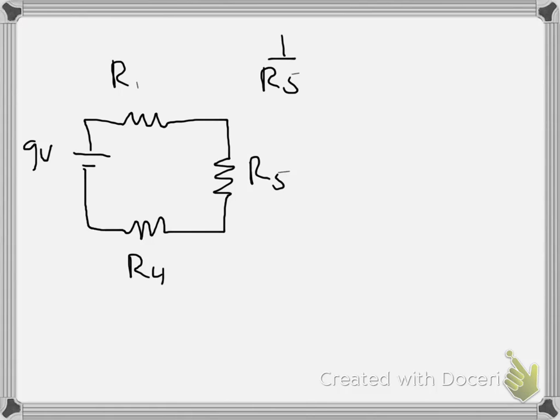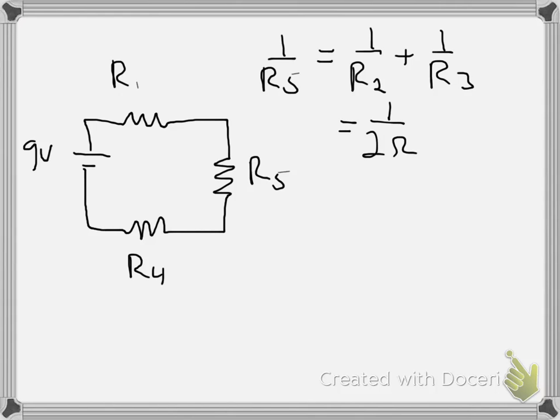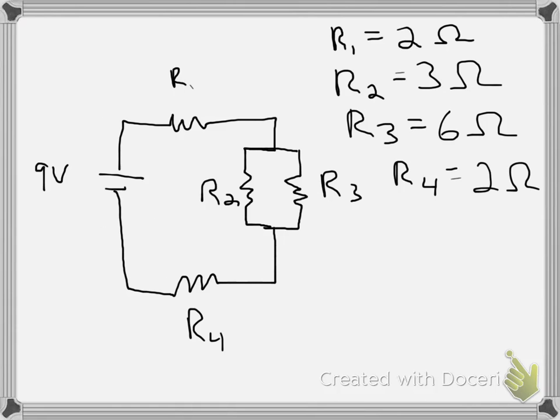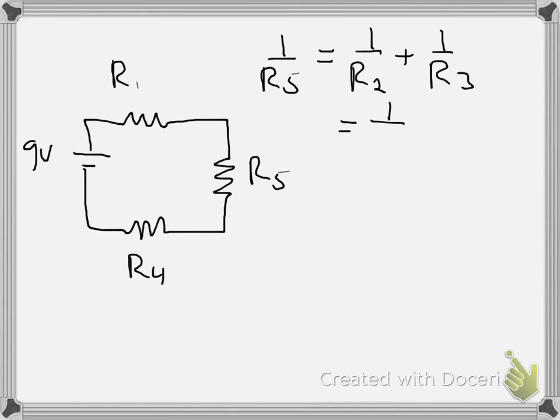So now we just apply our equivalent resistance formula for parallel circuits, and I get 1 over R5 equals 1 over R2 plus 1 over R3, which were the resistors inside that loop. If I put in numbers, I'm going to get 1 over 2 ohms plus, is that right? No, it's not. Let me erase that. I'm going to put in numbers, sorry. 1 over 3 ohms plus 1 over 6 ohms. If you do the math there, you're going to get 1 over 2 ohms.